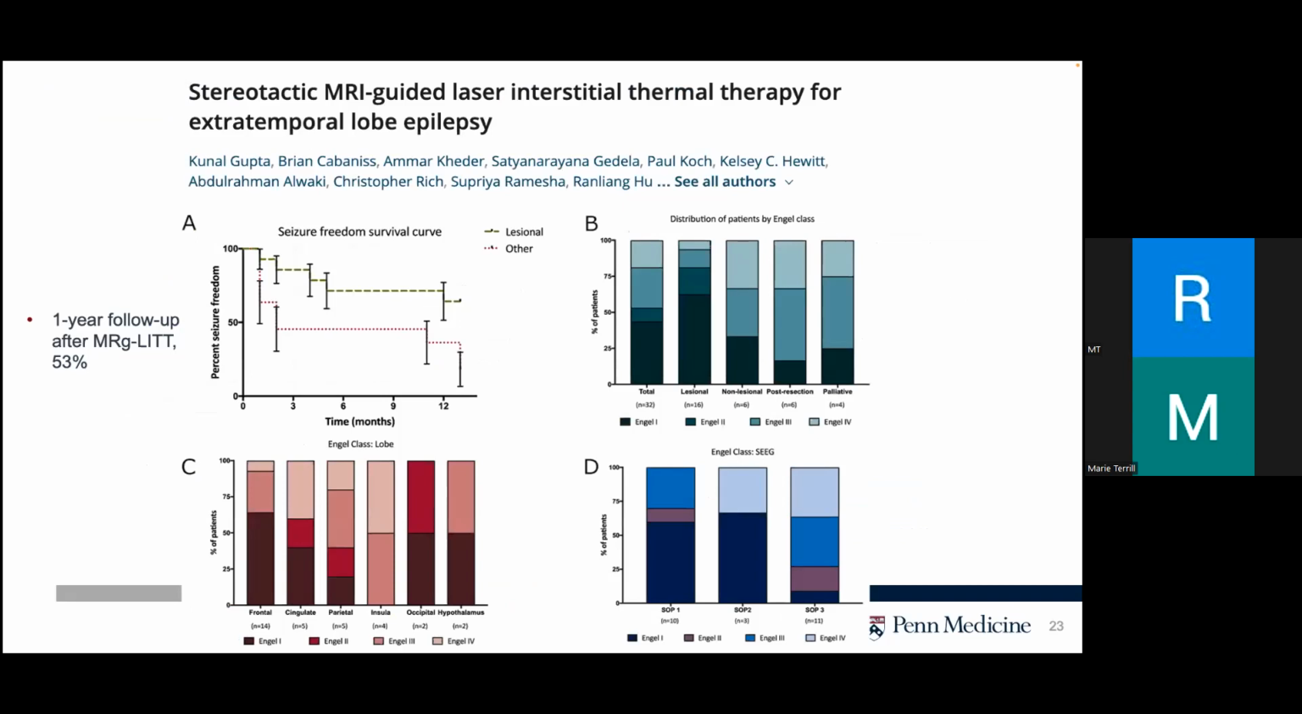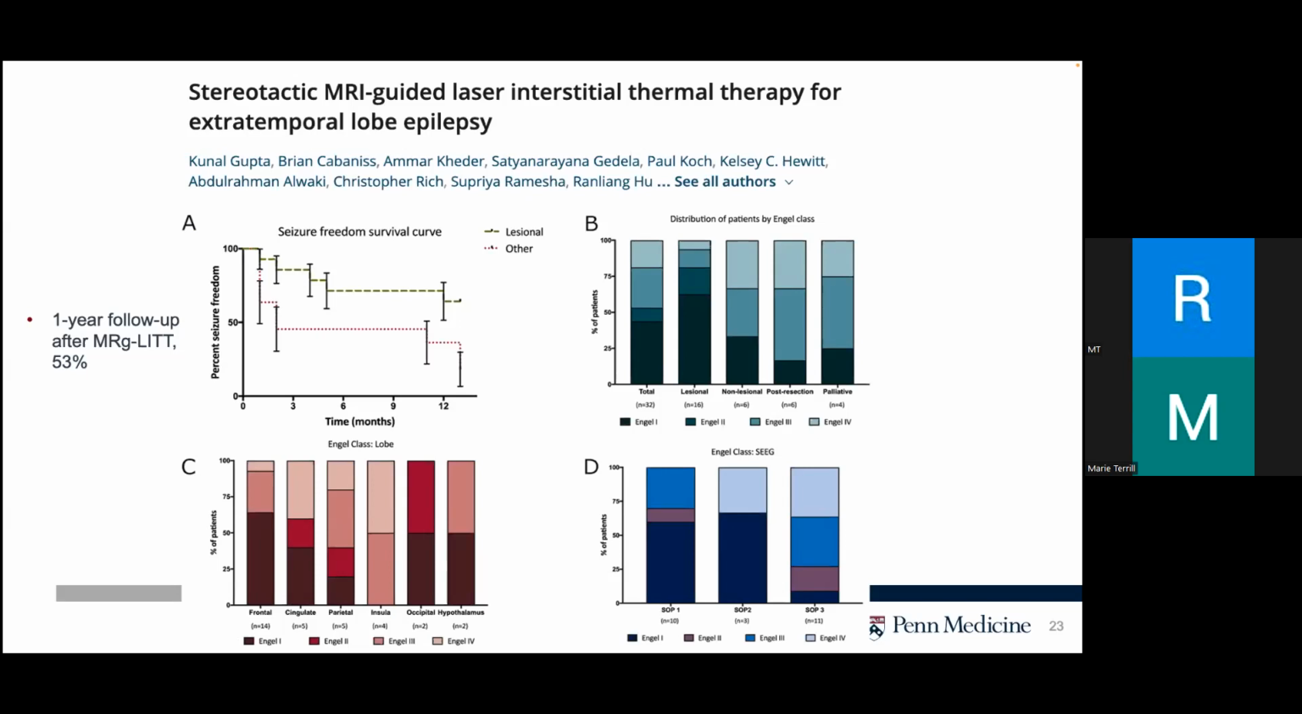Several studies have also investigated the effectiveness of LIT in the treatment of extratemporal lobe epilepsies, albeit with smaller numbers. This is a retrospective review from Emory that had 35 patients, of which 32 had more than a 12-month follow-up, and reported that 53% of this cohort had Engel class 1 outcomes at their follow-up at 1 year. There were a few subgroup analyses that were done.